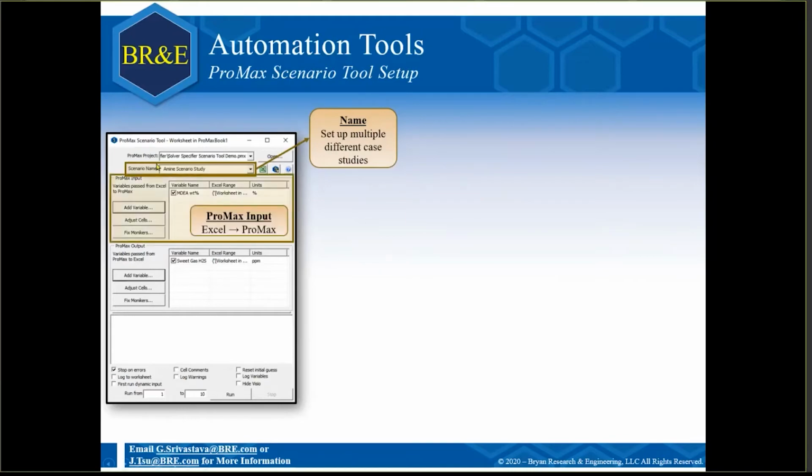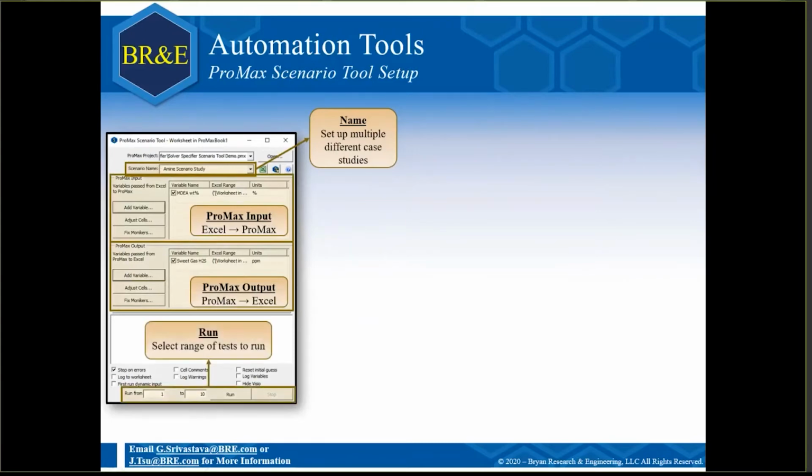This area is where we deal with ProMax inputs, which means stuff we take from Excel and put into ProMax. And this area, we look at ProMax outputs, which means we take from ProMax and put into Excel. You have a lot of control over what you're running because, for example, if we have 100 different runs, maybe we are only interested in run number 50, we can just use that.